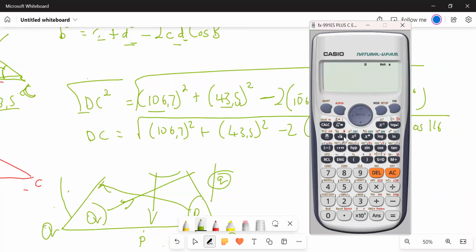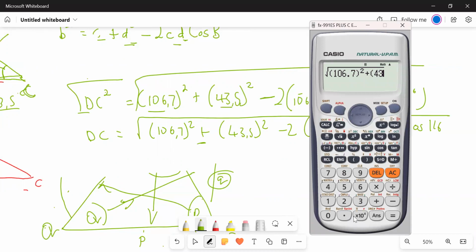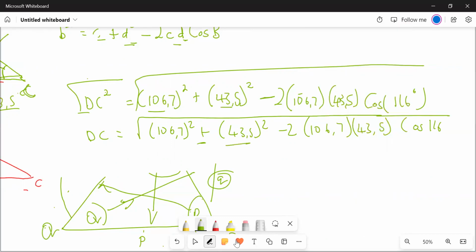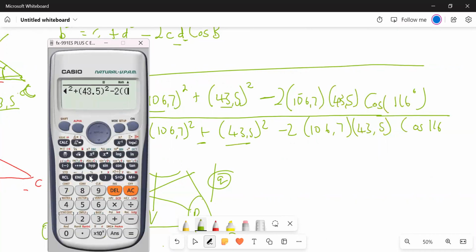Then you're going to type this in your calculator. You say root. After root, I have open bracket 106.7 close bracket, all squared. Plus, what do I have? I have 43.5 close bracket, all squared again. What do I have after it? Minus 2, multiplied by, you open brackets again. Open bracket 106.7, close the bracket. Open bracket again, you don't square. And then what do you have after that? You have 43.5, close bracket.